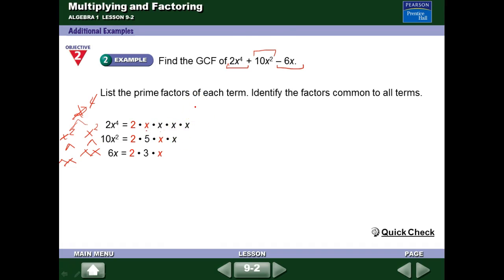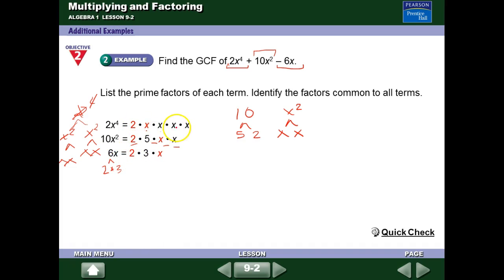Take a look at 10x squared. 10, make it my factor tree. 10 is 5 times 2. Both 5 and 2 are prime, so I can leave them. Now x squared. How do I break x squared down? Well, x squared is really x times x. So you can see here they wrote 2 times 5 times x times x. 6x. How do I break 6x down? Well, 6 is 2 times 3, and x can stand by itself.